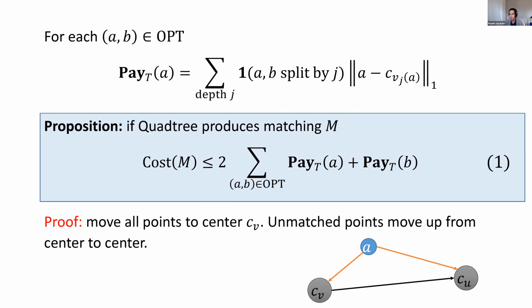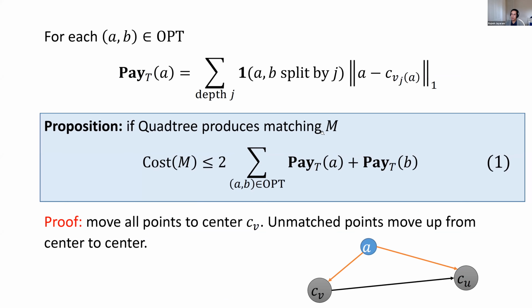And it's not too hard to prove this. The idea is kind of just by multiple application of the triangle inequality. So what we're going to show is that if you sum over all the pairs in the optimal matching and look at the payment that the inspector pays for A and B, times maybe a factor of 2, this covers the cost of the matching produced by Quadtree.